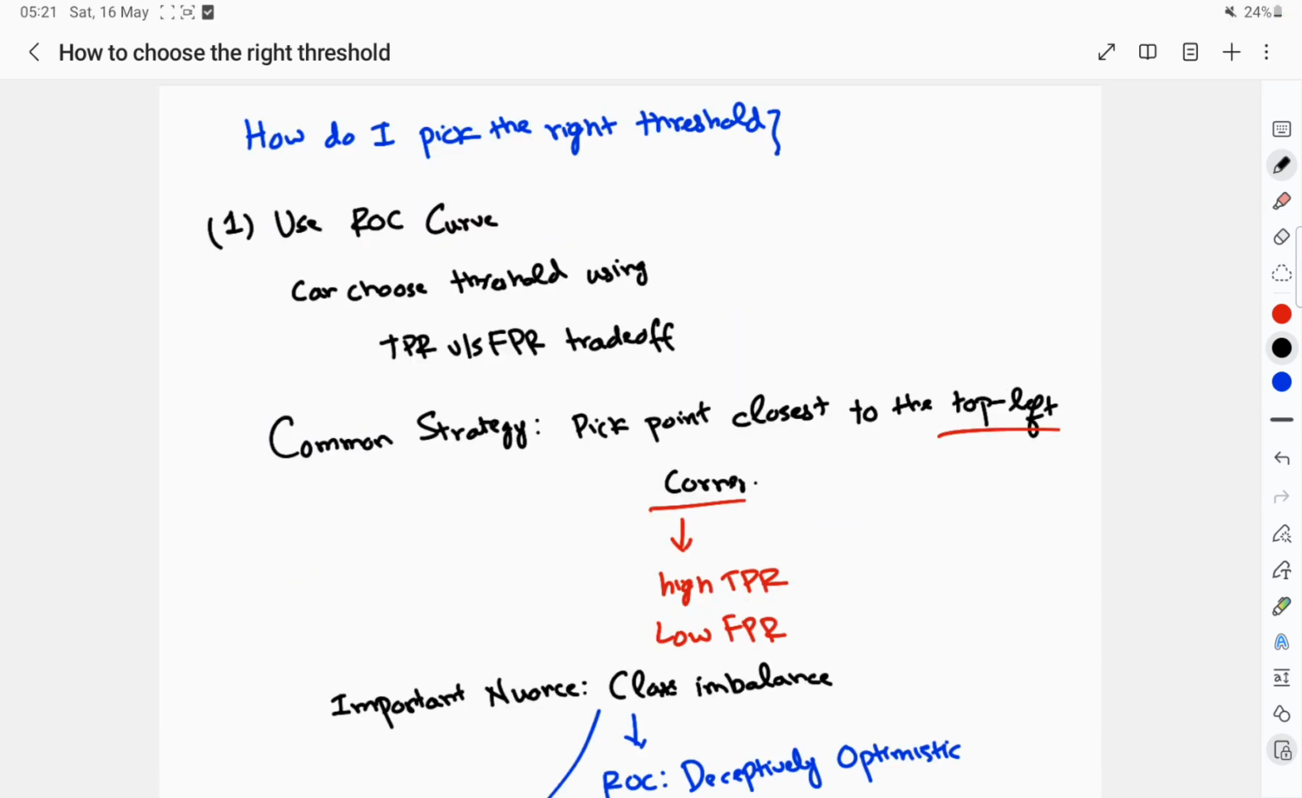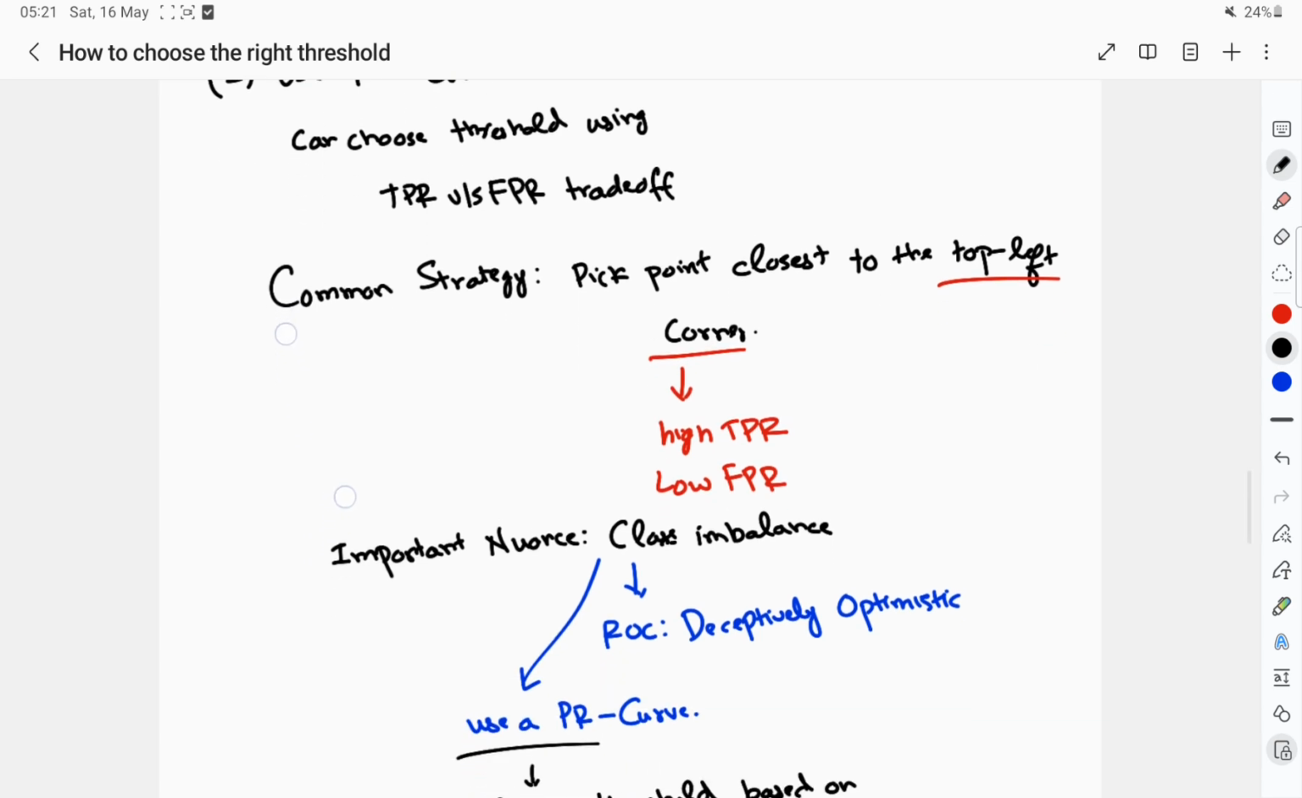The next important nuance that we need to discuss here is how do you pick the right threshold value? There are a few things that you could do. The first one could be that you could use the ROC curve. The ROC curve is the receiver operating characteristic curve that typically plots your true positive rate, that is your TPR, versus your false positive rate, that is your FPR. So you can choose the threshold using the TPR versus FPR trade-off. That's one of the most common things. And the way you would do that is you can pick the point closest to the top left corner, which would ideally correspond to a high TPR and a low FPR, because that's what you want.